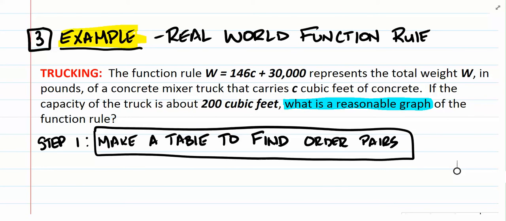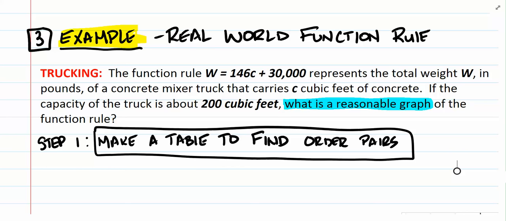Box number 3 is an example. It says, real world function rule. The example is trucking. The function rule W equals 146C plus 30,000 represents the total weight, W, in pounds of a concrete mixer truck that carries C cubic feet of concrete. If the capacity of the truck is about 200 cubic feet, what is a reasonable graph of the function rule?